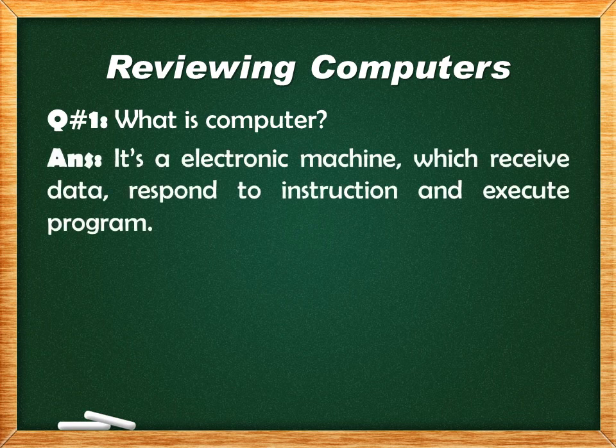The answer is, it is an electronic machine which receives data, responds to instructions, and executes programs. In a computer, each and everything is a program. A game is a program, software is a program, a picture is a program, a video is a program. Each and everything in a computer is a program. So a computer is an electronic machine which receives data, responds to instructions, and executes.